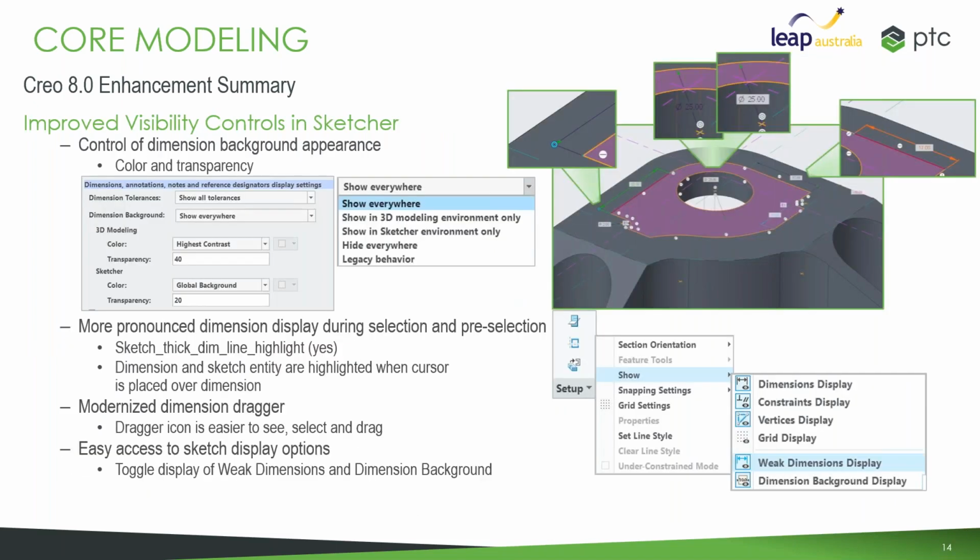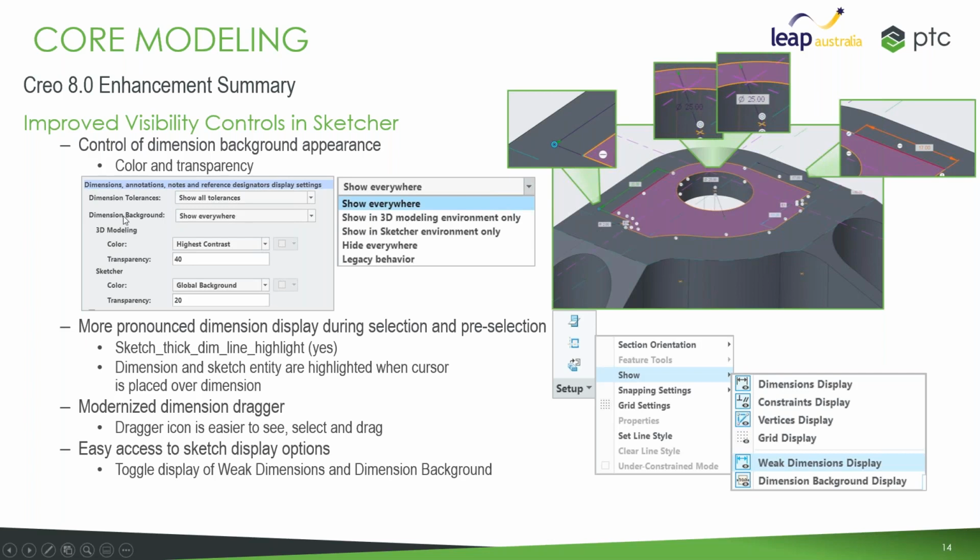When we get into Sketcher, I've extended out some of the stuff that came in 7, now in 8 in Sketcher as well. So some more controls there over the dimension background appearance of Sketcher. In earlier versions of Creo, it might have been a bit hard to see depending on your color scheme you're running with, as shown here in the screenshot. Now we've got this sort of transparent box around that.